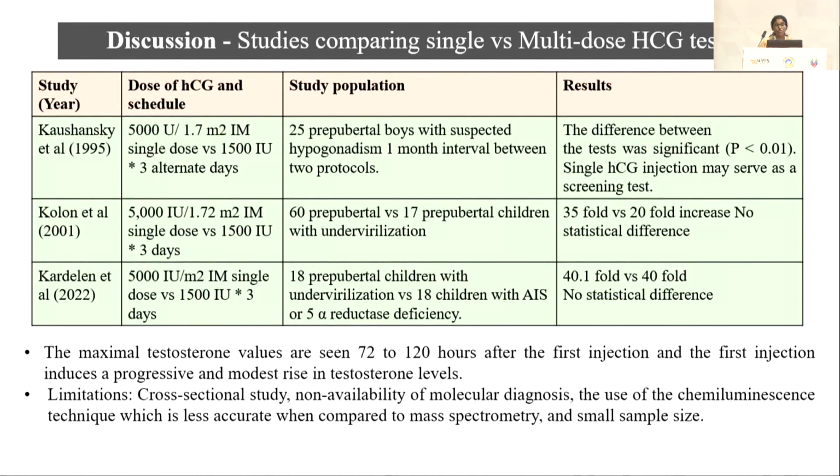So be it a single dose or a multiple dose, the maximum testosterone values are usually seen 72 to 120 hours following the first injection, and the subsequent injections usually do not affect the response for at least a minimum of 3 to 5 days.